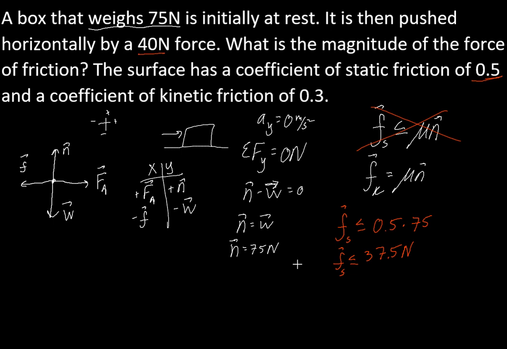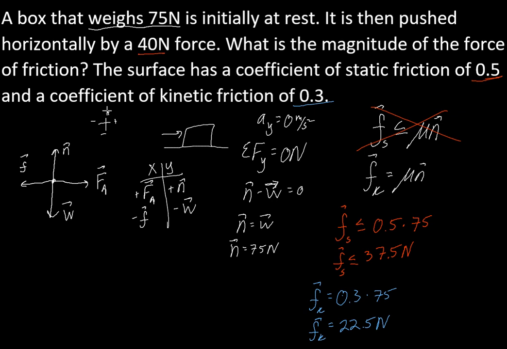So let's take a look at the kinetic friction. Again, for kinetic friction, it doesn't matter how fast the object is moving or how much force is applied to it. If an object is sliding, then it has a kinetic friction equal to mu N. So Fk is equal to the coefficient of kinetic friction, 0.3, times the normal force, 75, and our kinetic friction is equal to 22.5 newtons.